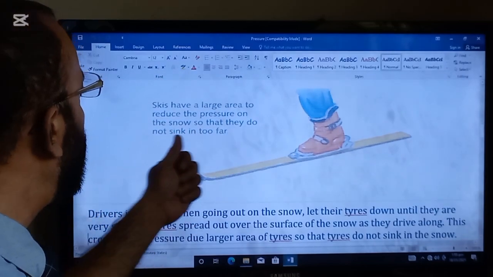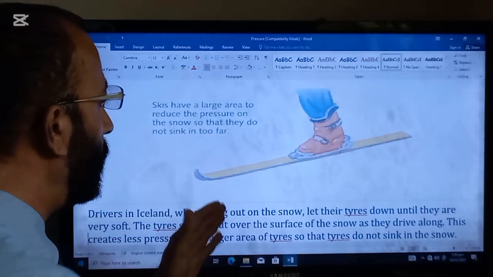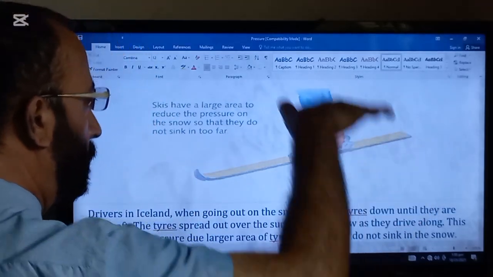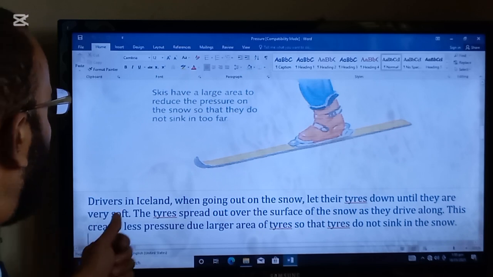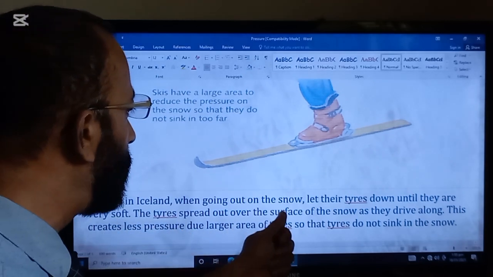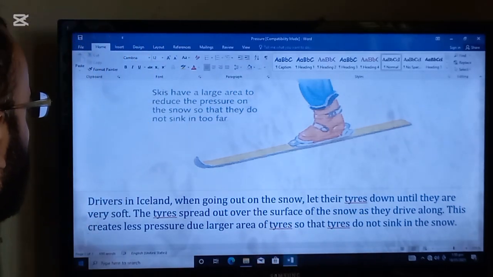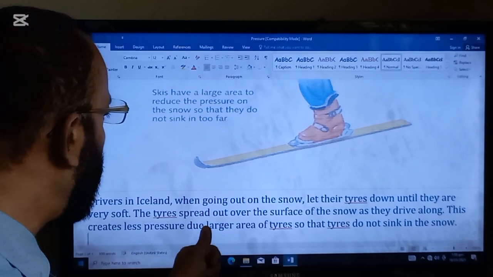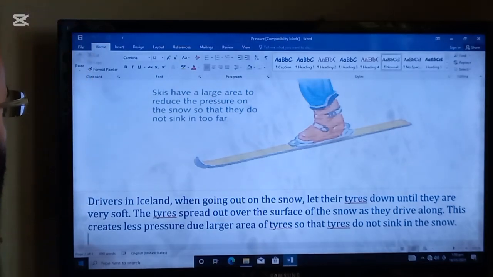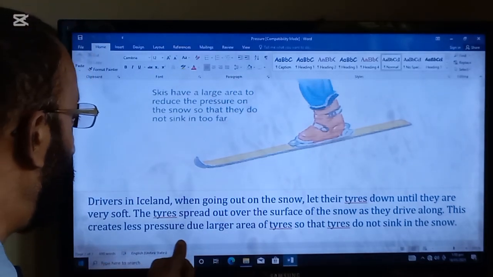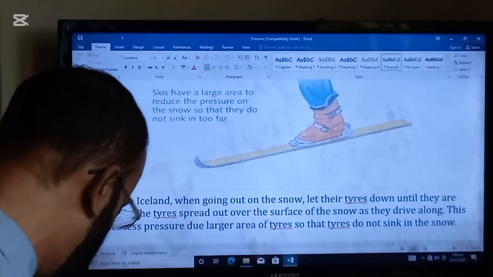Skis have a larger area to reduce the pressure on the snow so that they do not sink in too far. Because of the larger area, pressure is reduced. Drivers in Iceland, when going out on the snow, let their tires down until they are very soft. The tires spread out over the surface of the snow as they drive along. This creates less pressure due to larger area of the tires so that tires do not sink in the snow.